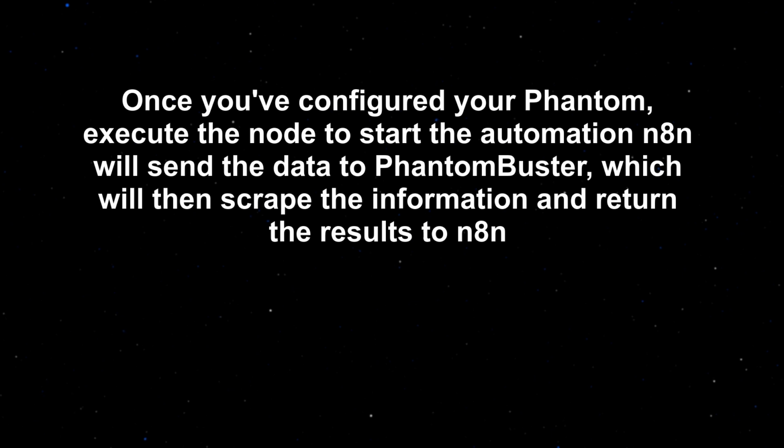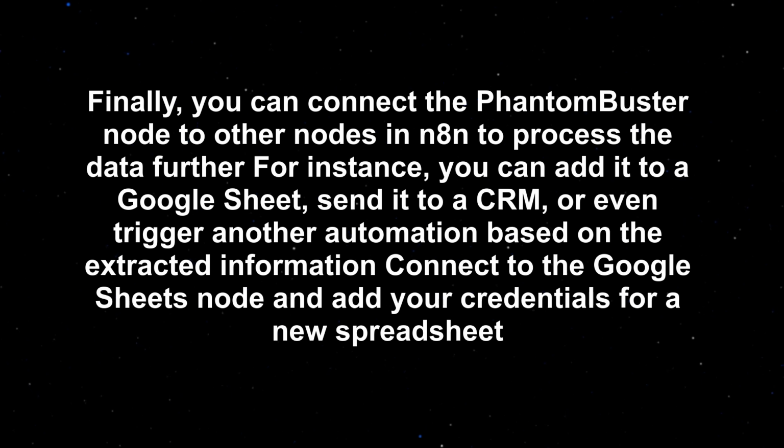N8n will send the data to PhantomBuster, which will then scrape the information and return the results to N8n. Finally, you can connect the PhantomBuster node to other nodes in N8n to process the data further. For instance, you can add it to a Google Sheet, send it to a CRM, or even trigger another automation based on the extracted information. Connect to the Google Sheets node and add your credentials for a new spreadsheet.